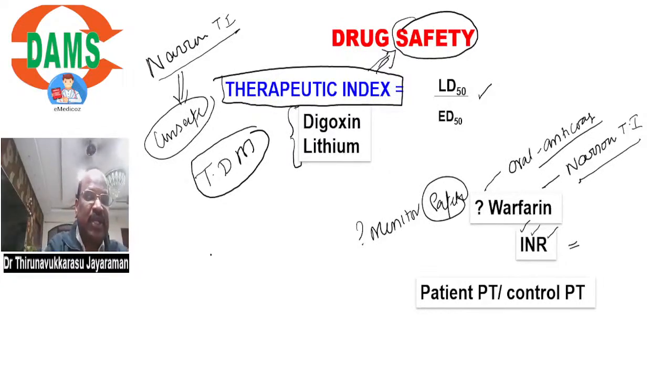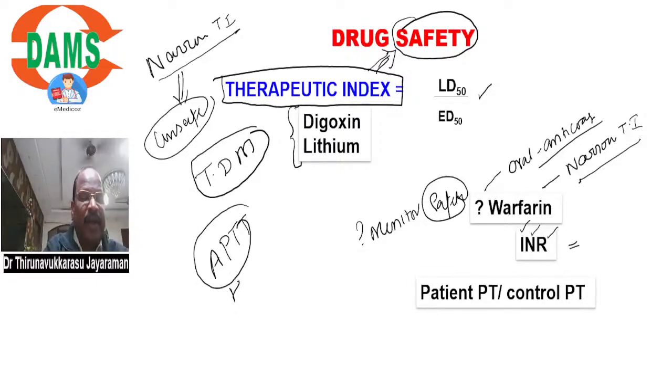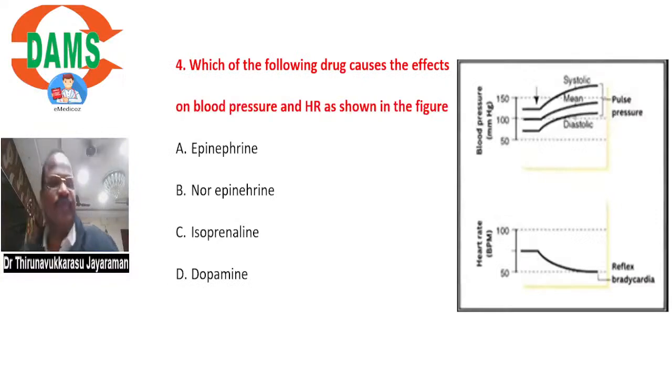Similarly, APTT, activated partial thromboplastin time, is for heparin. It is a tool used for assessing heparin. Whereas for warfarin we do INR. INR means International Normalized Ratio. The formula for INR equals patient prothrombin time by control prothrombin time. Okay, like this. Next question.